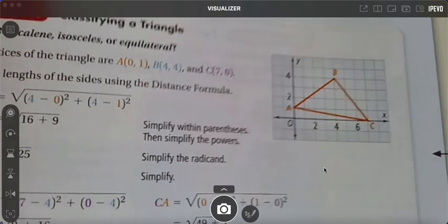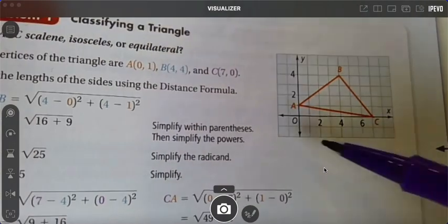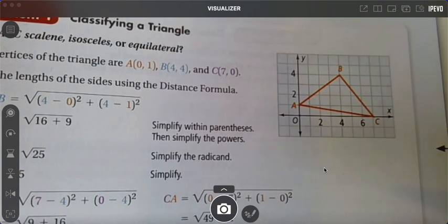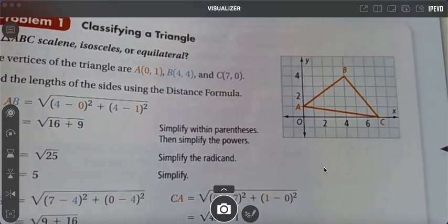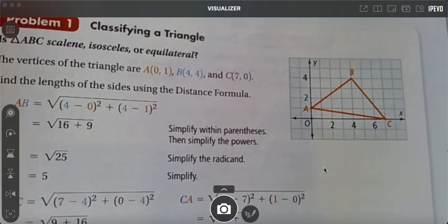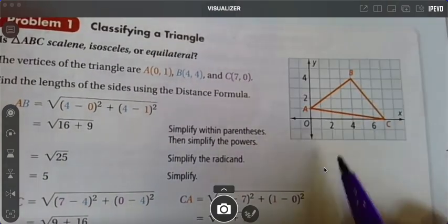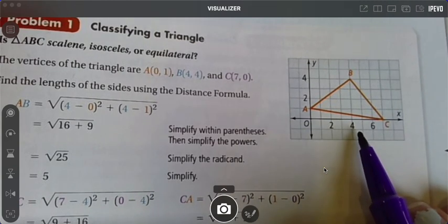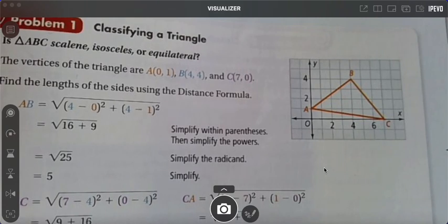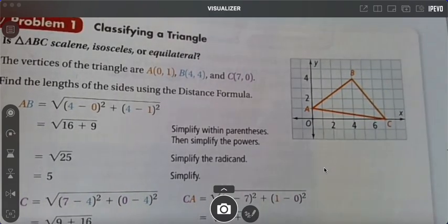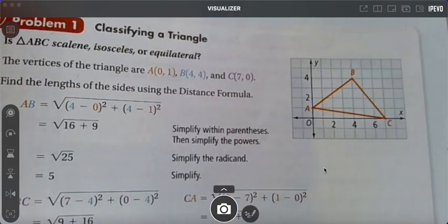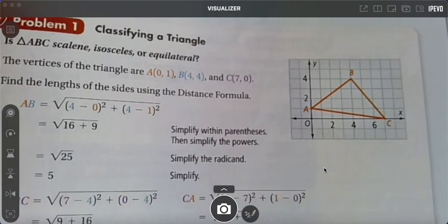Now, first thing, let me write down my ordered pairs. What's the ordered pair of this one? Over 0, up 1. Does everybody understand that? So I'm just writing that on my paper. We'll get to it in a second. That was ordered pair A. Now, what's this ordered pair for B? I'm going over 4 and up how many? 4. I'm going to show you my paper in just a second. And then for C, I'm going over 7 and up 0. 7, 0.